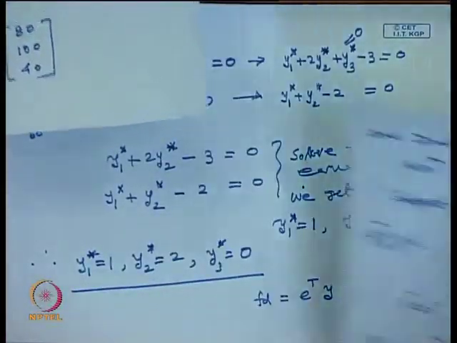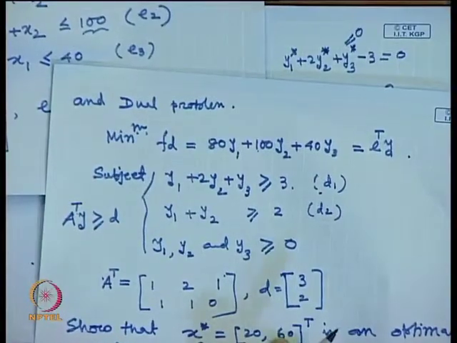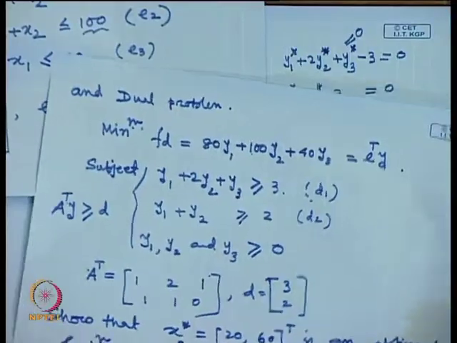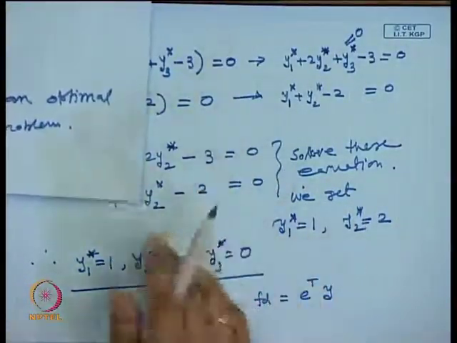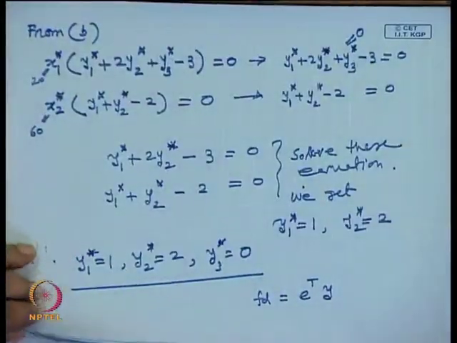Here 80 y1 is 80, 2 y2 is 280. Here you are getting 60 into 2, 120 and 60, 180. Okay, you will get the same value in both cases. So, we will stop here.